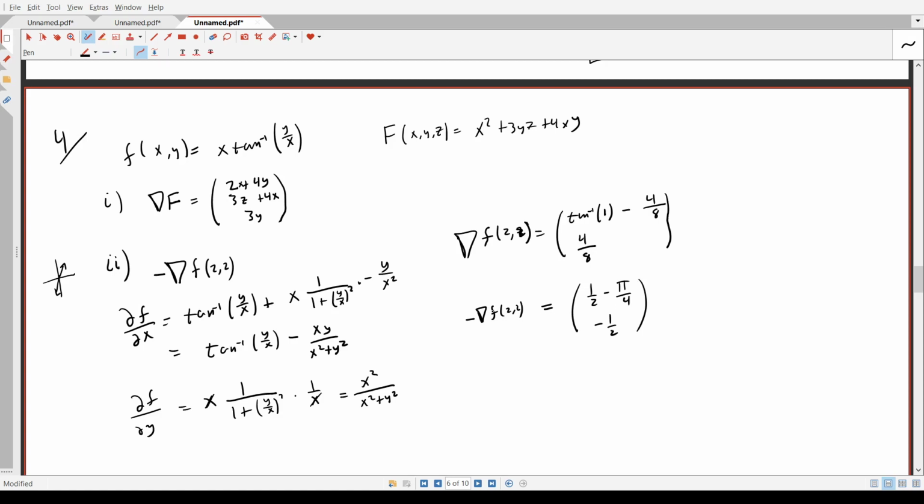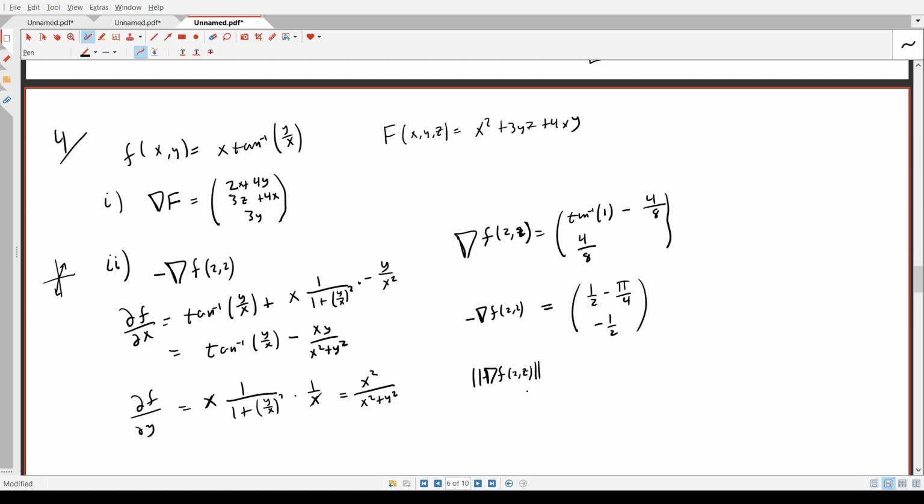so this is going to give us 1/2 minus pi over 4 and minus 1/2. Okay, so this is going to be the direction. I could normalize this to get a unit vector to actually have a unit direction. But just like with the ones with the steepest increase, the rate at which it's decreasing is actually just going to be the norm of this vector.